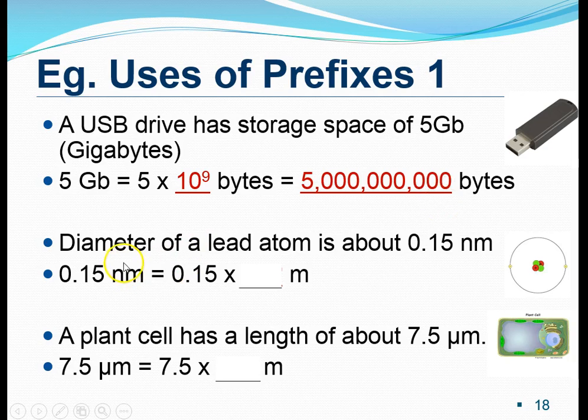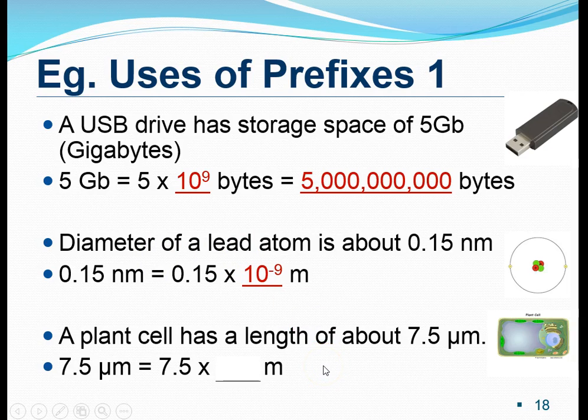Now let's look at the next example. The diameter of a lead atom is about 0.15 nanometer. Recall again, nano represents a very small value. So we rewrite the actual value of the lead atom as 0.15 multiplied by 10 to the power of minus 9. This shows that the diameter of a lead atom is actually very, very small.